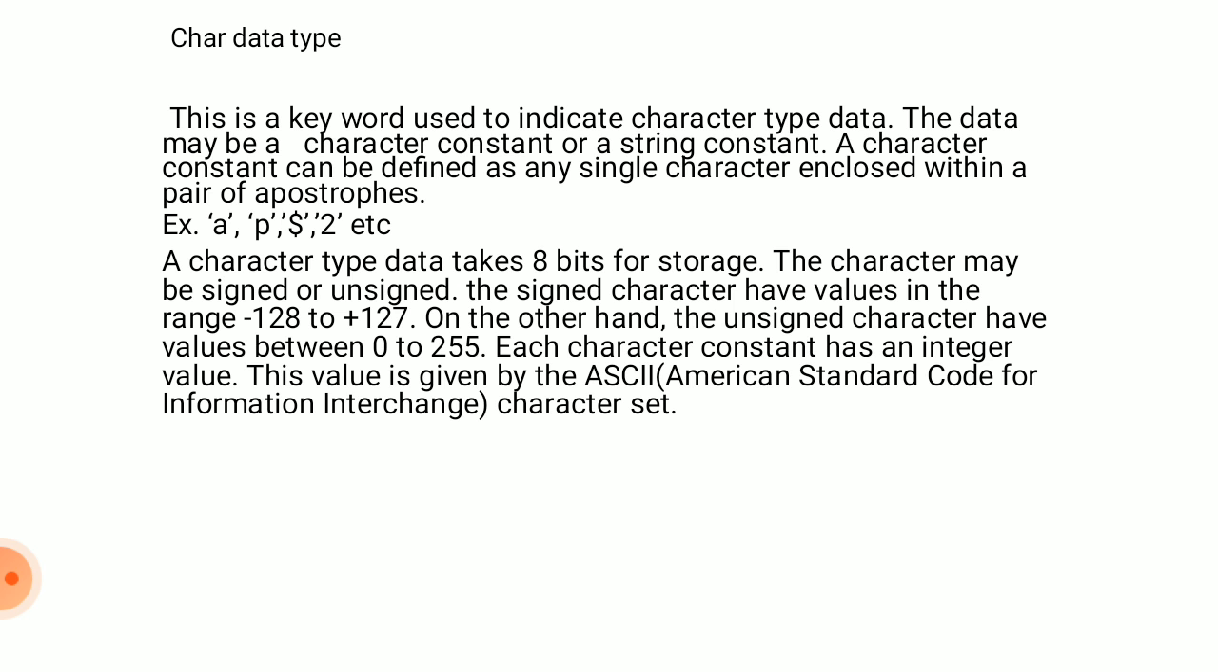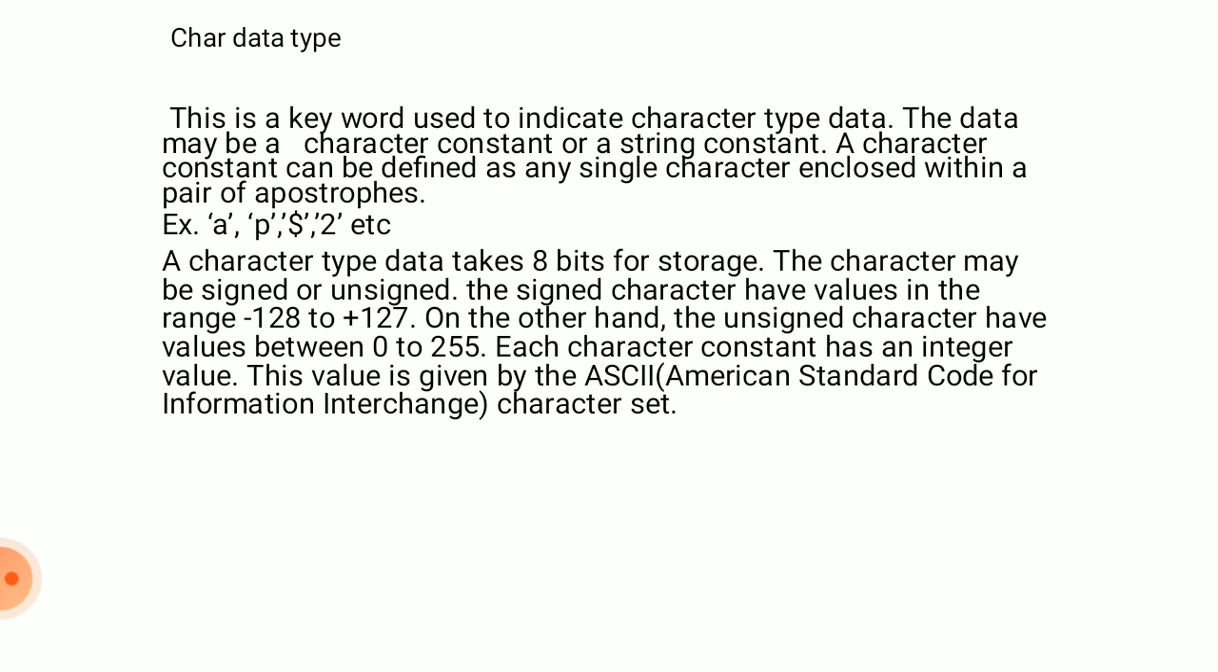So, what is a character? Character is a special type of keyword used to indicate character type of data, and it must be enclosed in a single quotation or a single pair of apostrophes. Here you can see the examples: 'A', 'P', '$', '2'. Okay, whatever data you take, it may be an alphabet or special symbol or integer. If you put those data into single quotes, then it is called a character type of data.